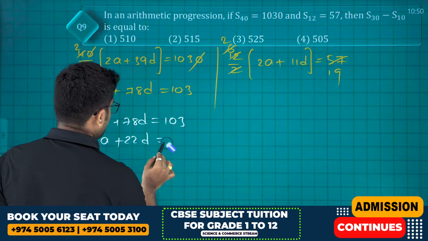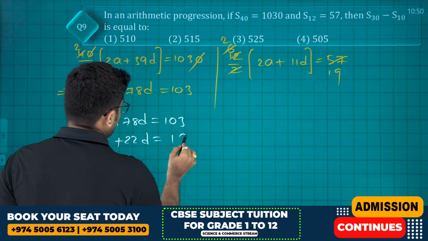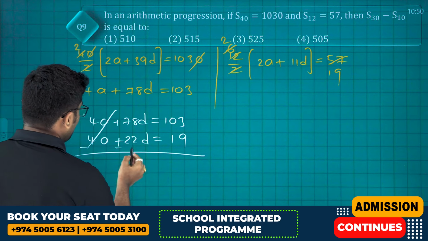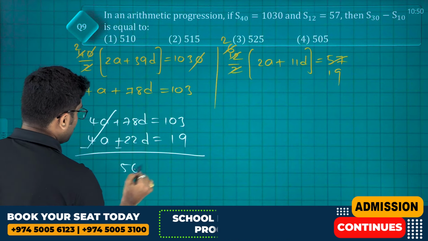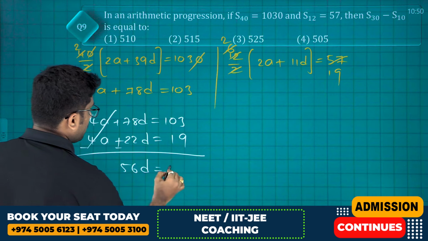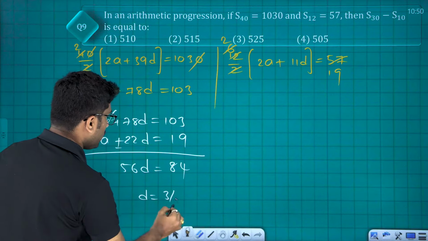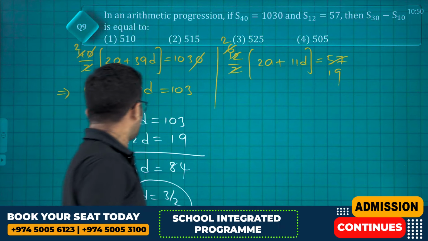So 4a gets cancelled. 78 minus 22, which is 56d, equals 103 minus 19, which is 84. So d is equal to 3 by 2, friends. d is equal to 3 by 2.